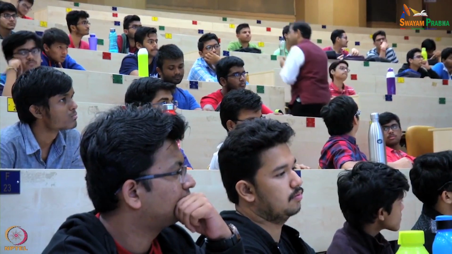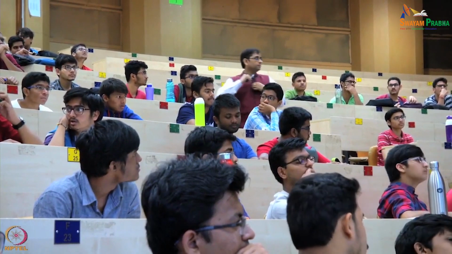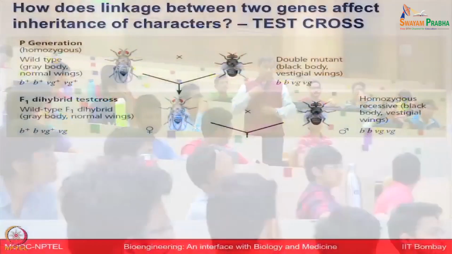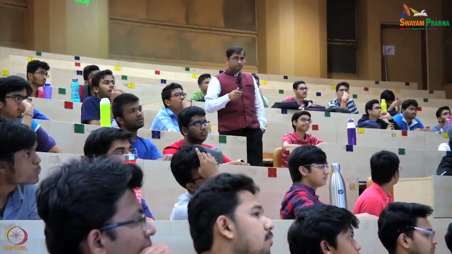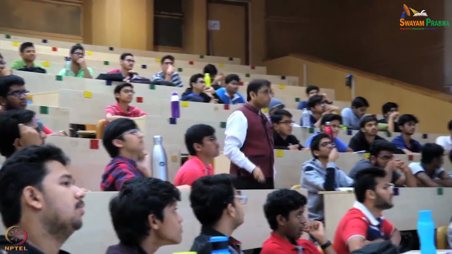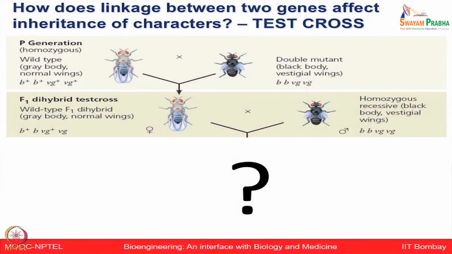What did we do for a test cross in Mendel's experiment? Anybody recall? Homozygous recessive. Is this homozygous recessive? This is right. All right, so now can we say this: this wild type F1, we do a test cross with the homozygous recessive double mutant. Please do that.